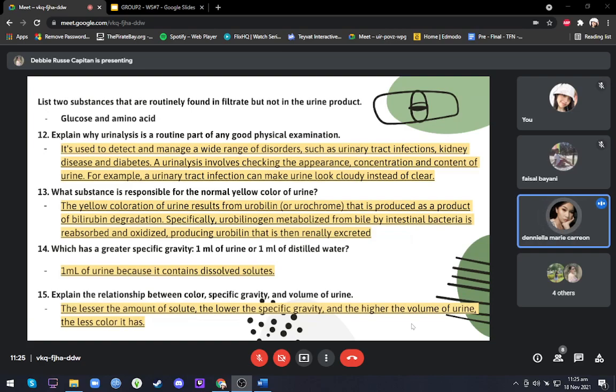So number 14, which has a greater specific gravity, 1 ml of urine or 1 ml of distilled water? The answer is 1 ml of urine because it contains dissolved solutes. Number 15, explain the relationship between color, specific gravity, and volume of urine. The lesser the amount of solute, the lower the specific gravity, and the higher the volume of urine, the less color it has. Next.